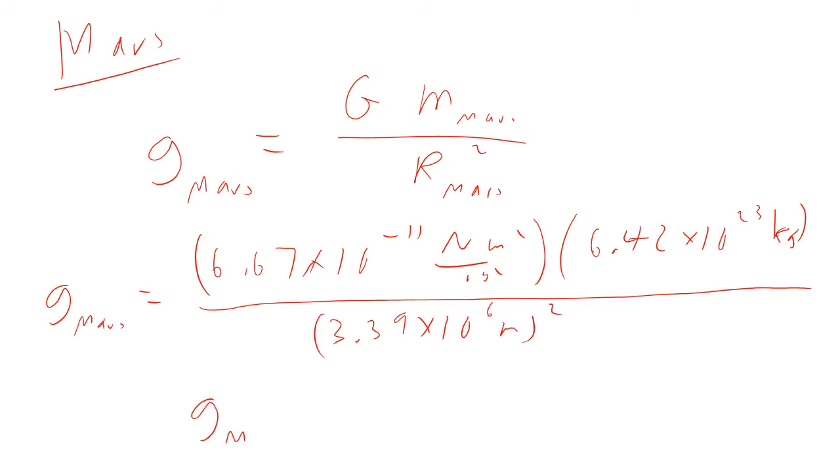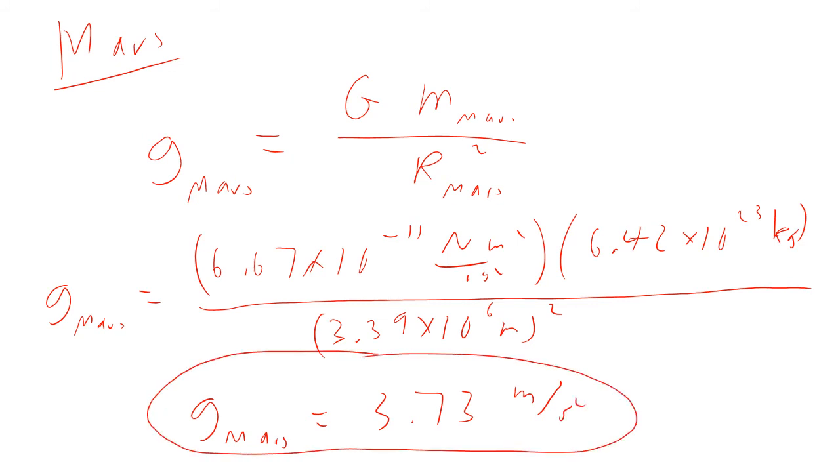So the g on Mars turns out to be 3.73 meters per second squared. Notice, 3.73 meters per second squared turns out to be 0.38 g of the Earth. That means you weigh 38% less on Mars than you do on Earth.